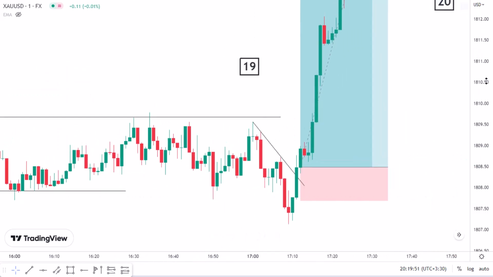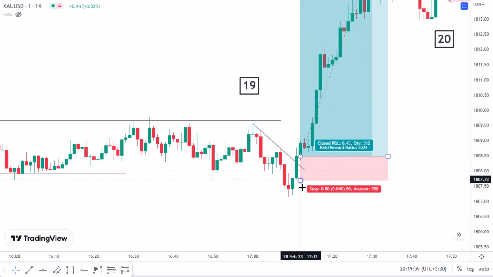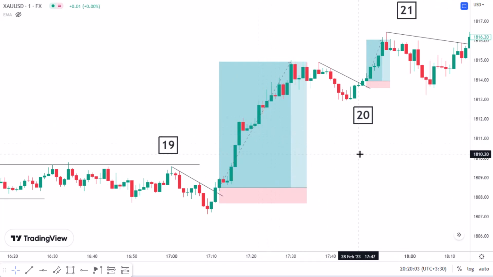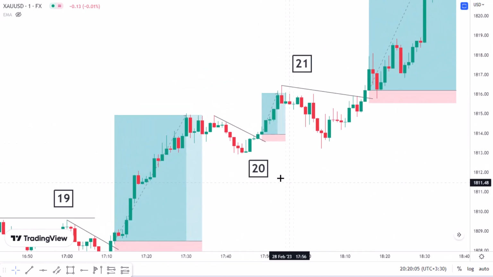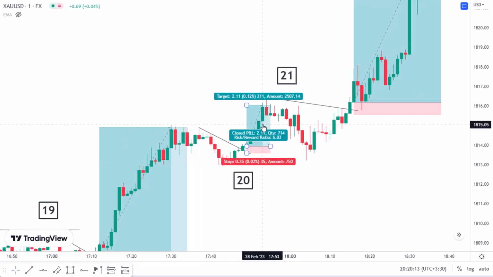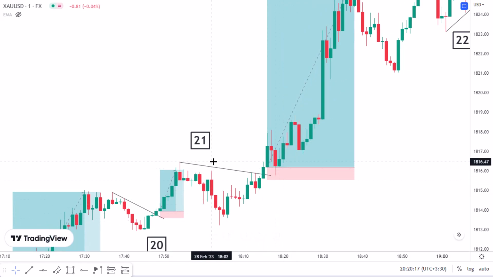On the trade 19, we have a trend line here with 1 touch, 2 touch, 3 touches. The first time it breaks it here, we enter the buy position, set our stop loss, and it gives us a reward of 8. On the trade 20, we have a trend line here with 3 touches. The first time it breaks it here, we enter the buy position, set our stop loss, and it gives us a reward of 6.